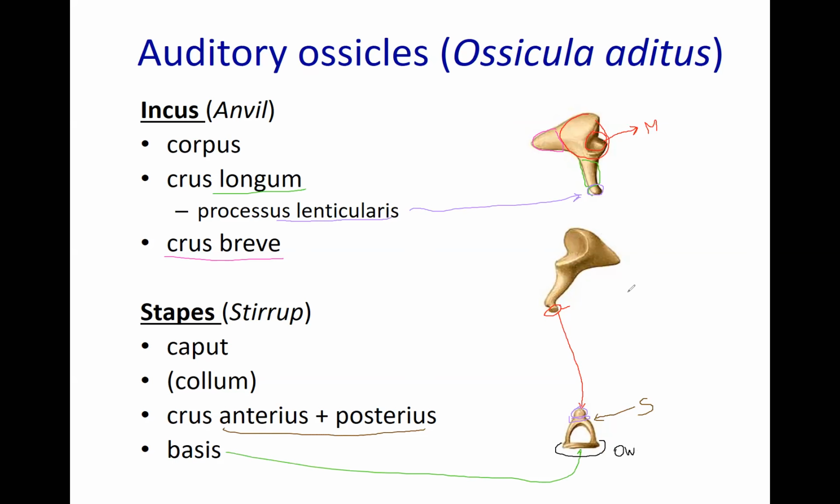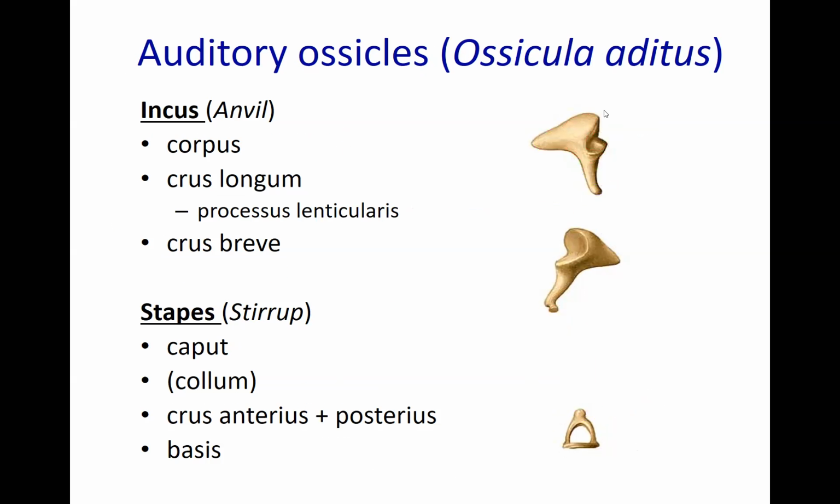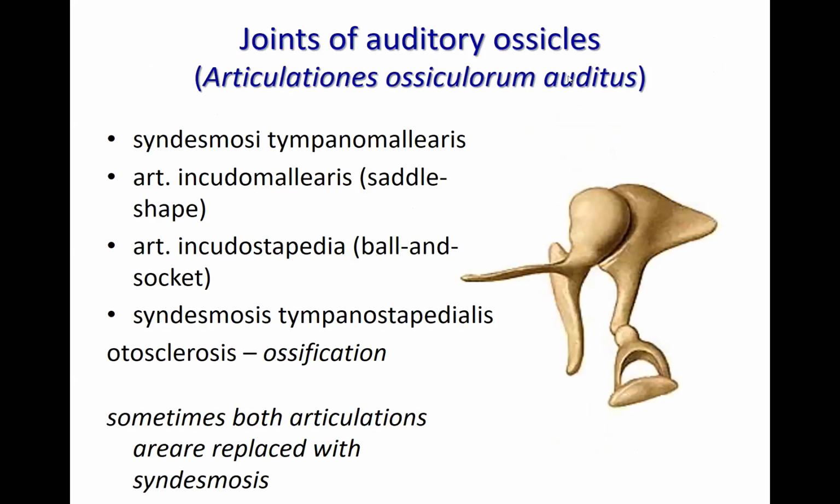And I forgot about another muscle. And we can draw the muscles here. So here is attached the stapedius muscle. And here to the handle is attached the tensor tympani muscle. Yeah. And the manubrium, as I said, is grown together with the tympanic membrane.